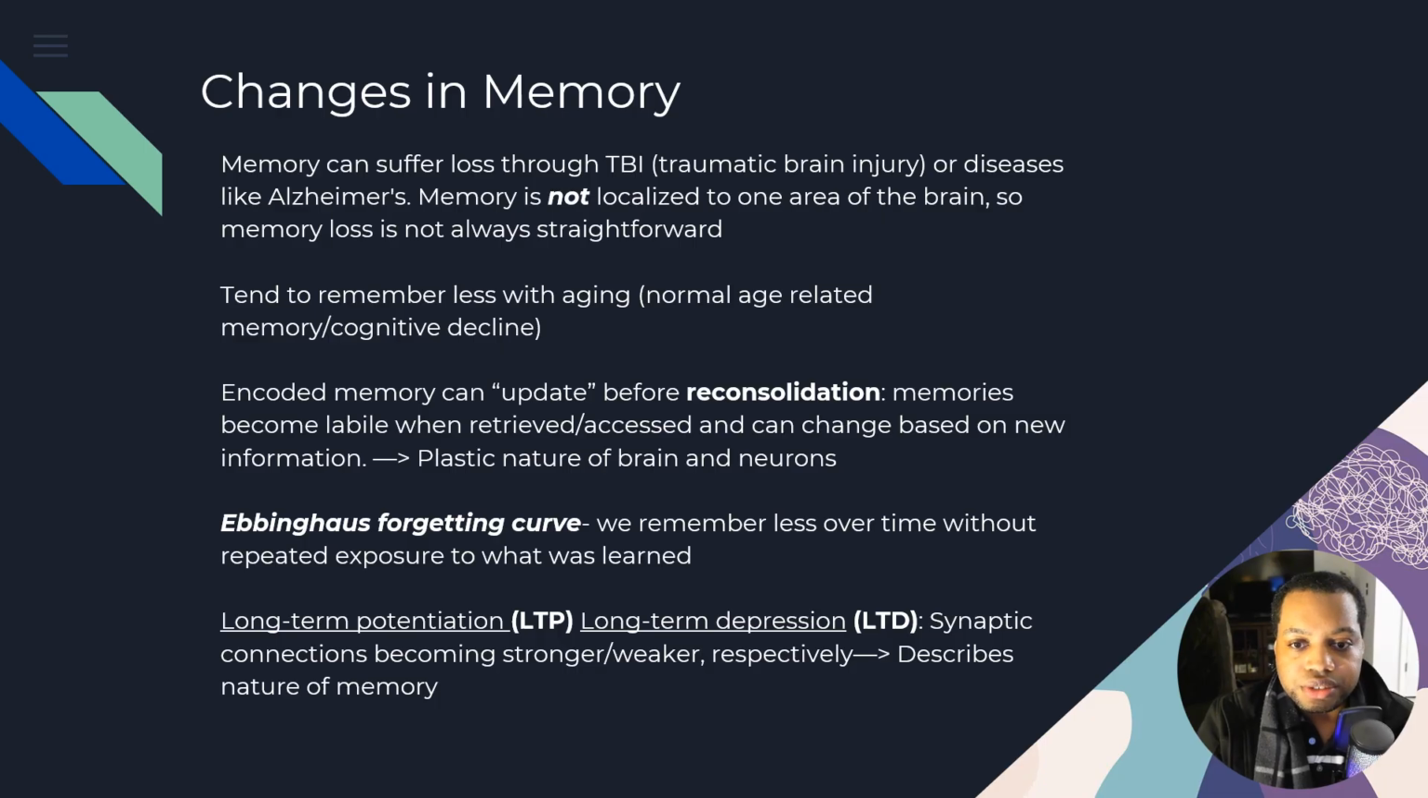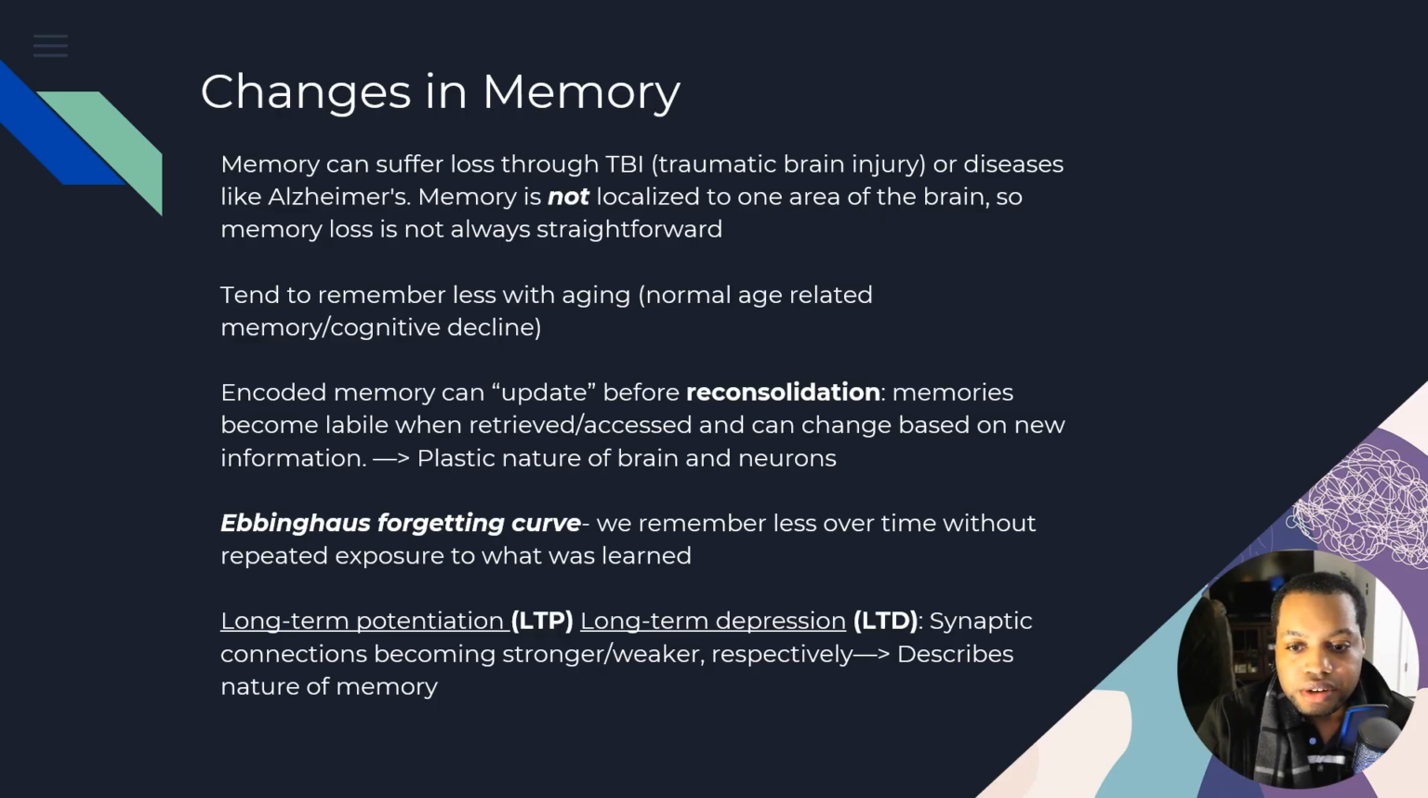We, of course, tend to remember less with aging, and that's a normal process. Kind of like, as I mentioned, with the Ebbinghaus forgetting curve, well, it's not the same thing. It suggests that we do just gradually start to forget things over time. So, if we want to expand that over the timeline of our lives, as we age, we do remember less. That's just normal age related memory or cognitive decline.